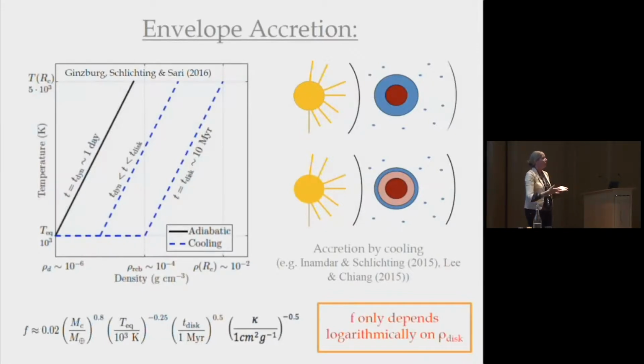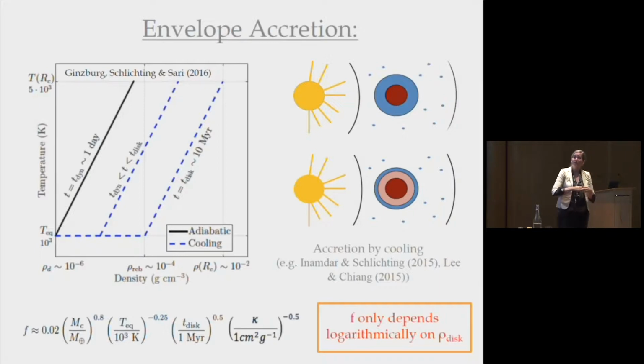So you have to do something else to accrete more gas. So what is the something else? The something else is that you just have to wait a little bit for your envelope to cool and contract. As your envelope starts to cool and contract, you can pile on more gas on the outside, and so your planet can keep growing its envelope mass.